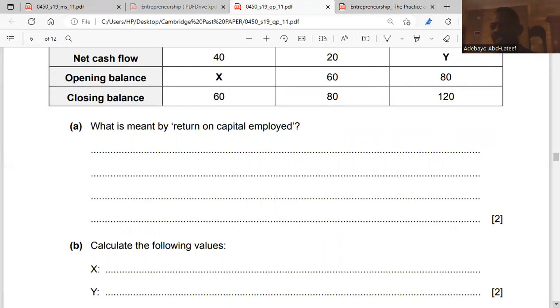ROCE, which is earnings before interest and tax over total assets subtracted by total current liabilities. This is what I know. No, okay, I will just put it this way.